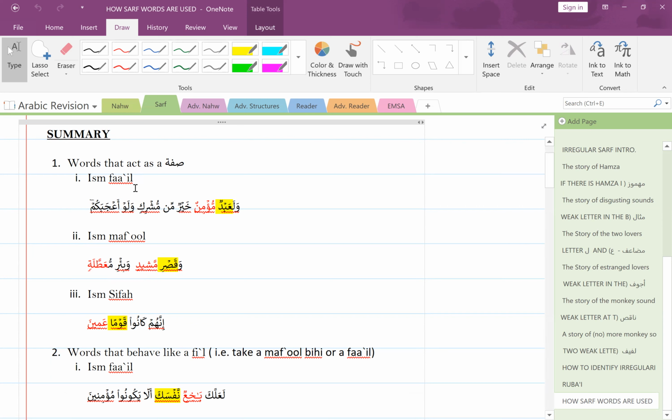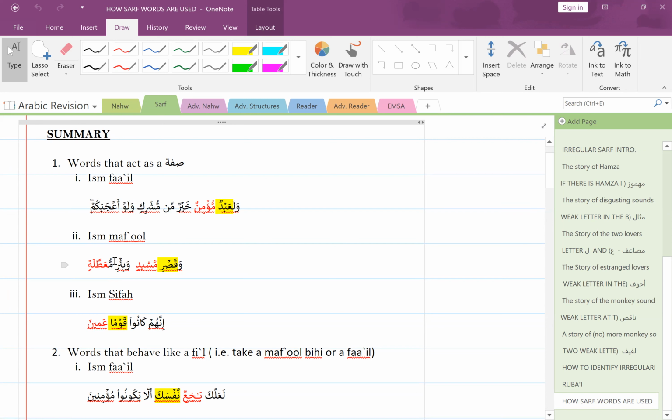The first one is an isim fa'il. Whenever you see an isim fa'il, sometimes it can be used to describe something. These are called words that are used for descriptions. So an isim fa'il can be used for describing somebody. For example, you can say a sitting man, rajulun jalisun. I'm using sitting, which is jalis, an isim fa'il, as a sifa. So that's one way we can use an isim fa'il.